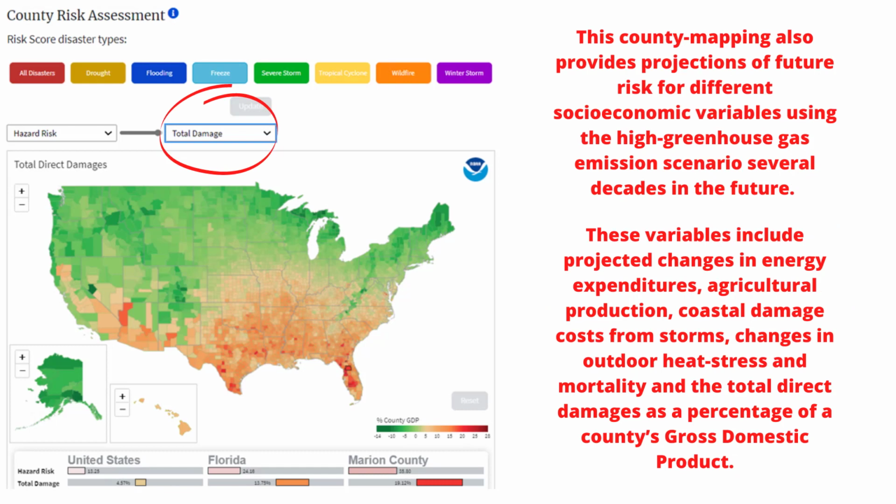This county mapping tool also provides projections of future risk for different socioeconomic variables using the high greenhouse gas emission scenario several decades into the future. These variables include projected changes in energy expenditures, agricultural production, coastal damage costs from storms, changes in outdoor heat stress and mortality, and the total direct damages as a percentage of a county's gross domestic product.